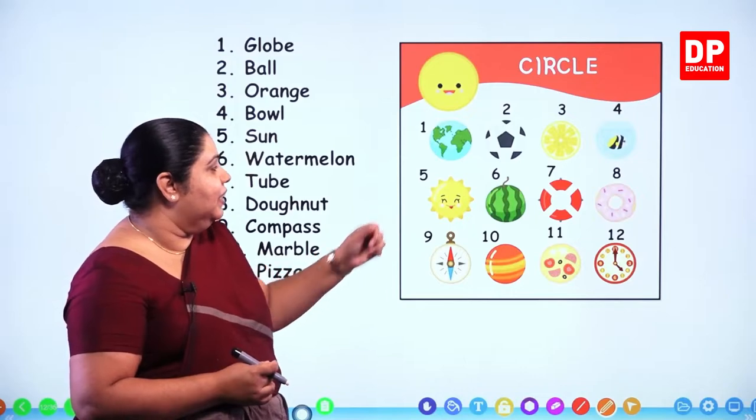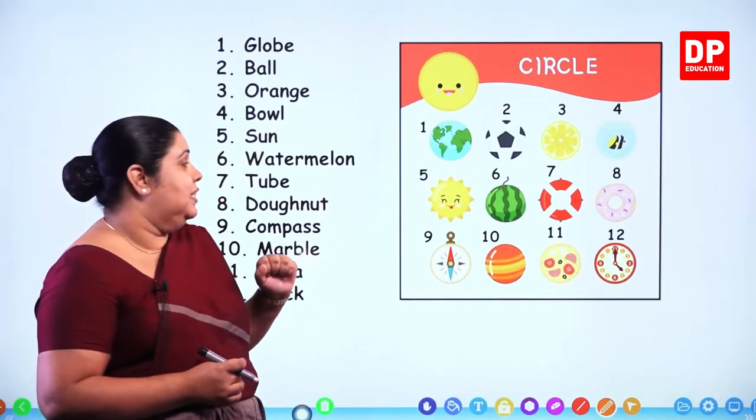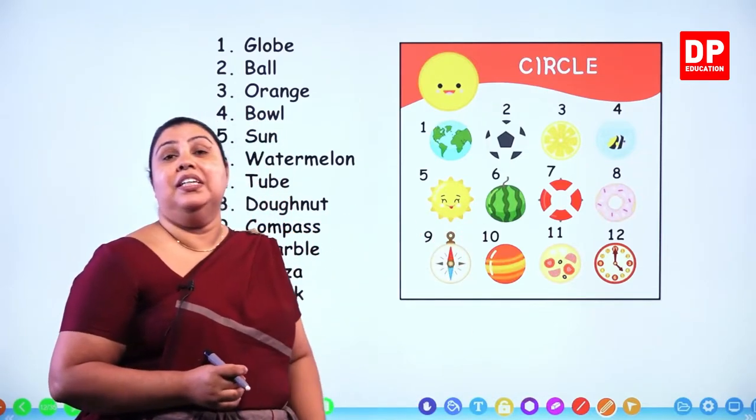It's the circle shape. The sun is always drawn in the shape of a circle. Then we have watermelons, even in the shape of a circle.